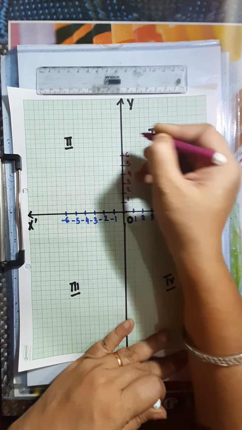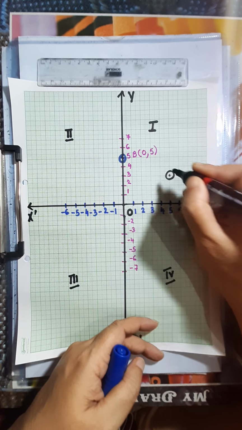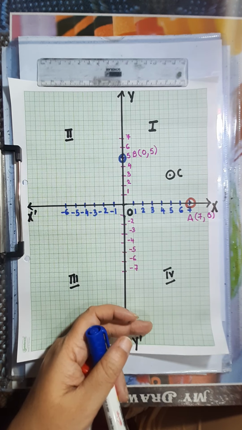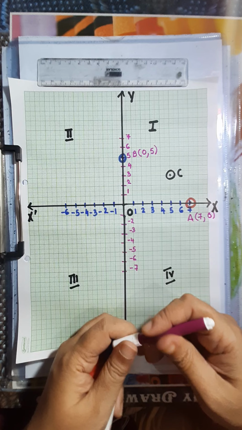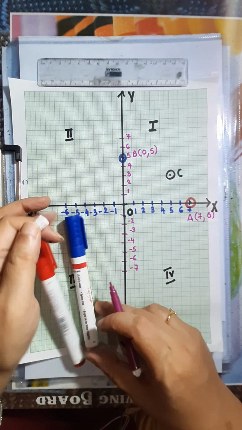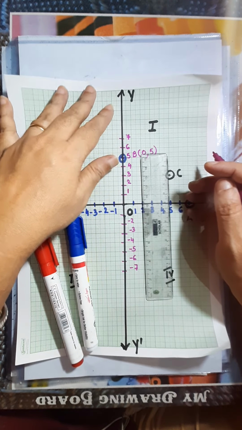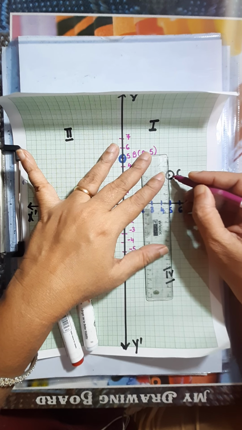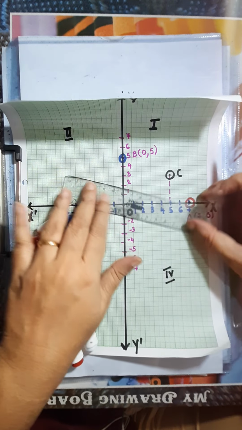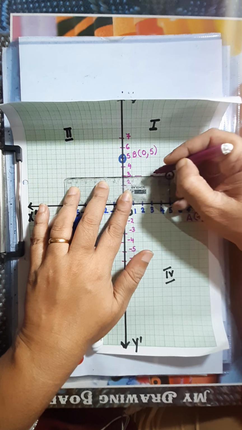For example, you see this point out here. I will call this point C. Now let's see how to find the coordinates of C. First I have to go to the x-axis. I'm not going to do it always, but now I'm showing you. So I draw a line to the x-axis and I draw a line to the y-axis.